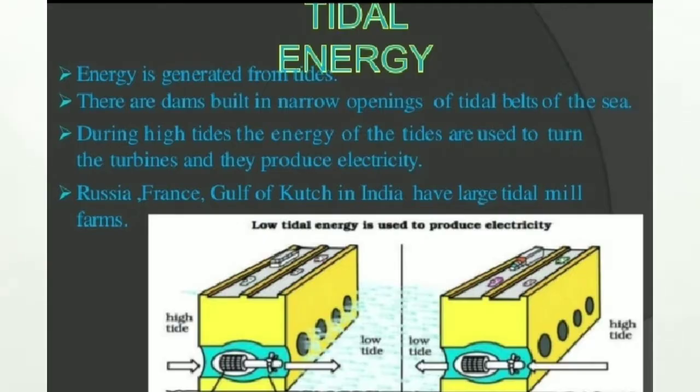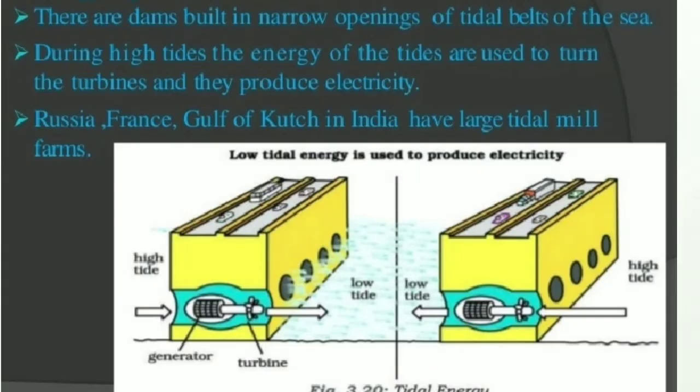The energy which is generated by tides or by sea waves is termed as tidal energy. This type of energy is generated basically in the coastal regions and it can be harnessed by setting up tidal mill farms. In this process, special dams are built at the narrow openings of the sea to generate tidal energy, and high quality turbines are installed in these dams to convert tidal power into electrical energy.